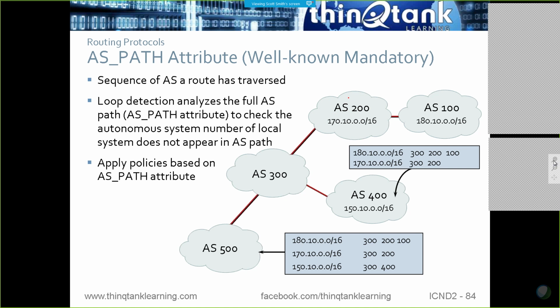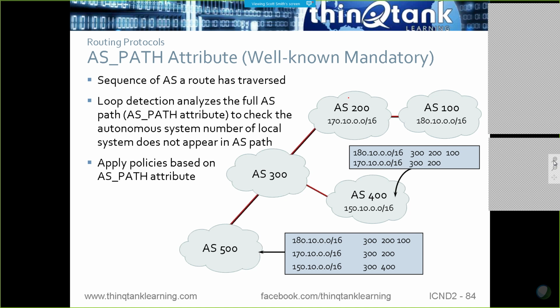Now the AS Path attribute is essentially how many autonomous systems do I have to go through to reach a destination? So if you look at AS 500, for example, if there is a BGP router inside of AS 500, and that BGP router wants to reach the 180.10 subnet, it has to go through AS 300, then it has to go to AS 200, then it has to go to AS 100. Makes sense, right? That is what the AS Path attribute is. Which ASs do I have to go through to get to that destination?